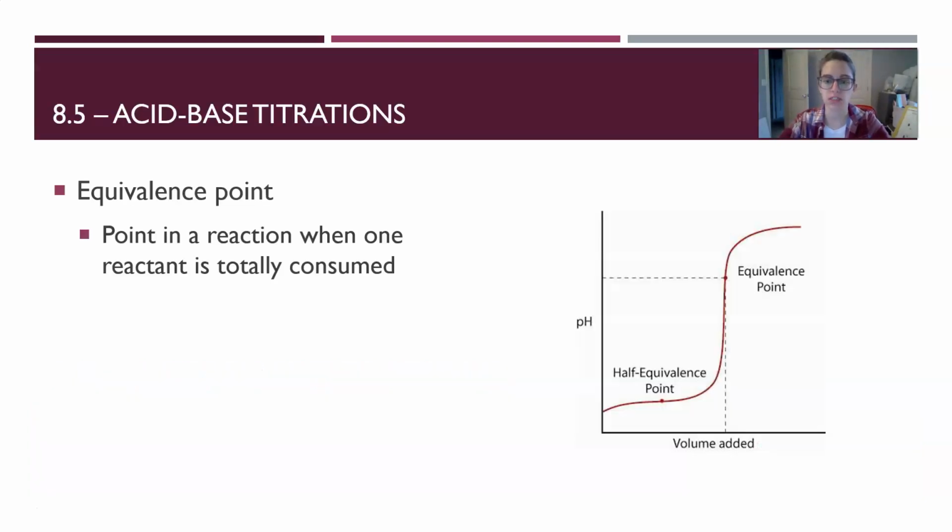So the first thing we need to note when we're talking about titrations is what we mean by equivalence point. So the equivalence point is the point in a reaction when one reactant is totally consumed. So when we're looking at acid and base titrations, it's when either the acid or the base is totally consumed. When you're looking at a graph, the equivalence point is going to be where the tangent line is essentially vertical. So you're looking at the most vertical point on the curve.